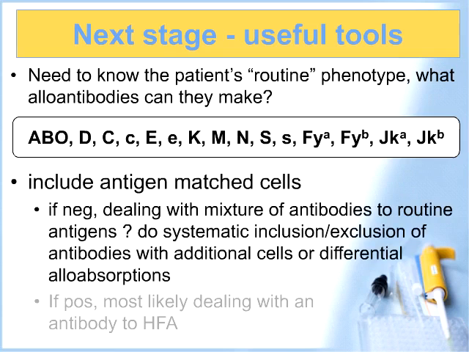If this cell is negative with the patient's plasma, then you are most likely dealing with a mixture of antibodies to routine antigens. You then need to go on to do systematic inclusion and exclusion of antibodies with additional cells. If additional cells aren't available, then another tool that you can use is differential alloabsorptions, and this can be used when panel cells are in short supply. If these cells are positive, then you are most likely dealing with an antibody to a high-frequency antigen.